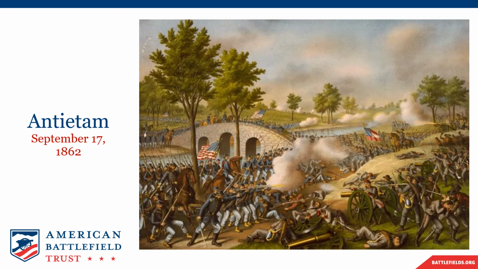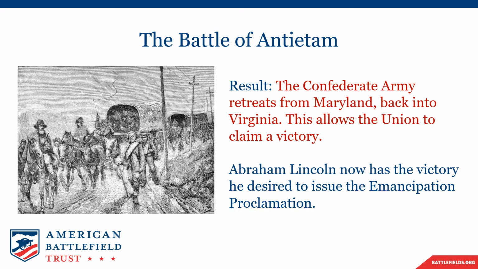Thus bringing us to Antietam. The battle was fought on September 17th in 1862. During the Battle of Antietam, the Confederate Army retreats. That means they go back from Maryland back into Virginia. They go from Maryland to Virginia. This allows the Union to claim a victory. So the Union gets the victory that they want.